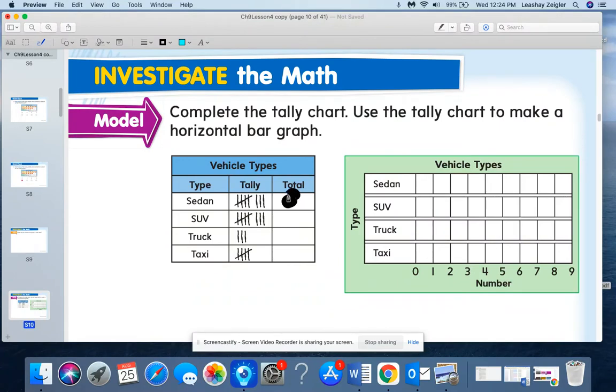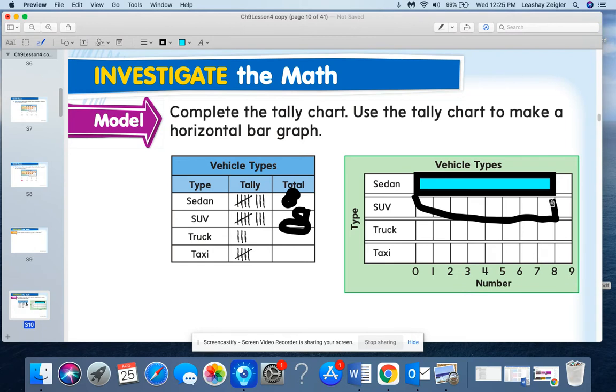Ooh, I made everything big. 8. So we're going to color in all the way out to 8. Mine is ugly because I'm on the computer, but yours can be pretty. There we go. And SUV is 5, 6, 7, 8. We've got another 8. And that is going to start here and go all the way out to 8.